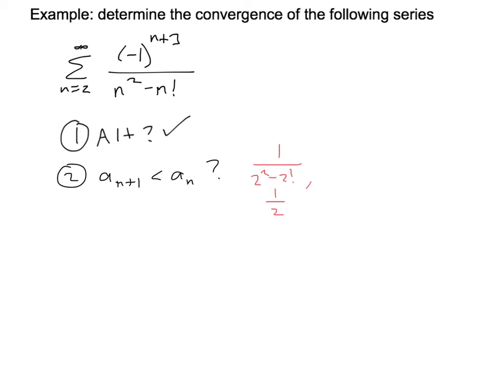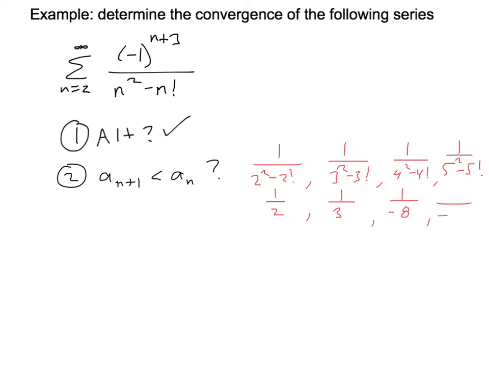Your next term, when you put in 3, you'll have 1 over 3 squared minus 3 factorial, which is 1 over 9 minus 6, so 1/3. Next up, you'll have 1 over 4 squared minus 4 factorial. That's 16 minus 24, so that's actually negative 1/8. As we go further, we have 1 over 5 squared minus 5 factorial. Hopefully you're going to see that this starts to get out of control. The denominator is now 25 minus 120.